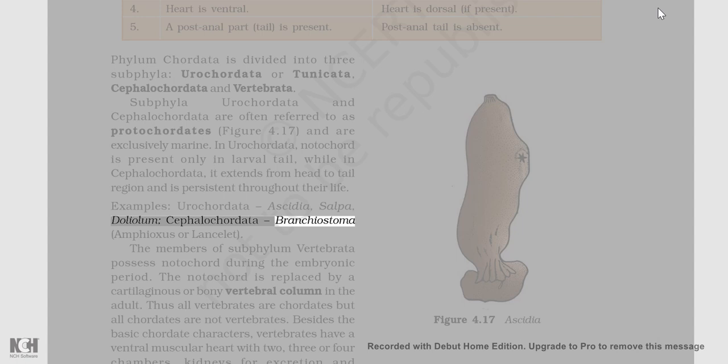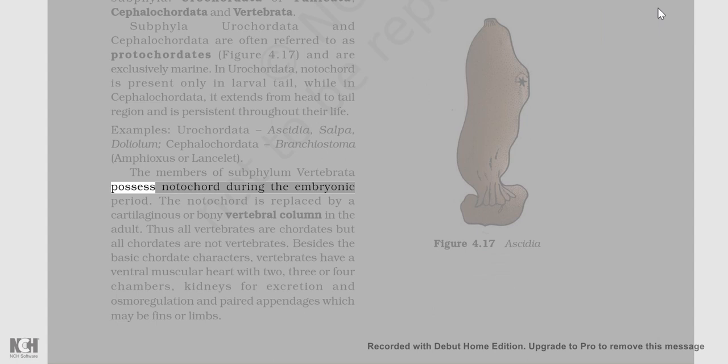The members of subphylum Vertebrata possess notochord during the embryonic period. The notochord is replaced by a cartilaginous or bony vertebral column in the adult. Thus all vertebrates are chordates, but all chordates are not vertebrates. Besides the basic chordate characters, vertebrates have a ventral muscular heart with 2, 3, or 4 chambers, kidneys for excretion and osmoregulation, and paired appendages which may be fins or limbs.